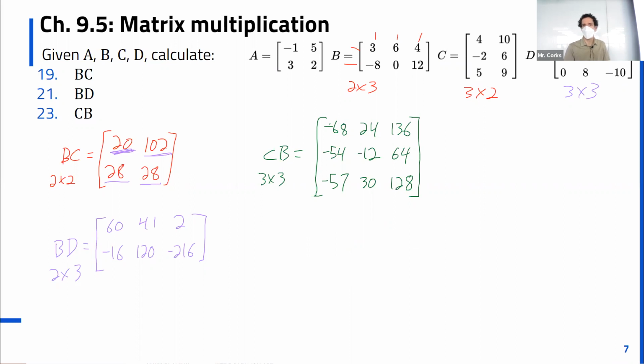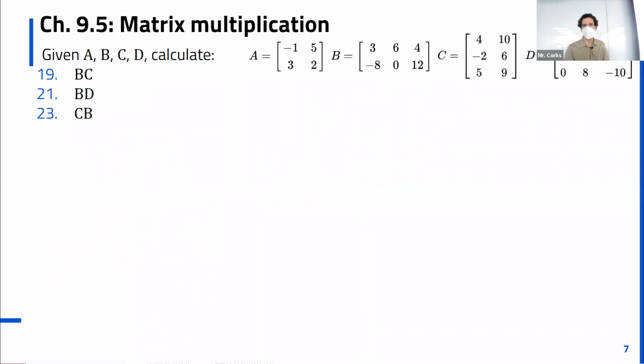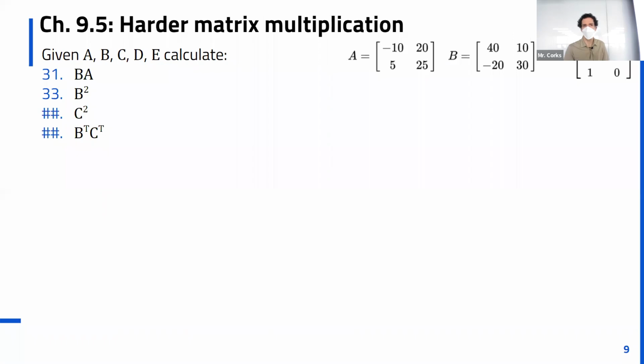Okay, one more set of these here. So you might notice something different. These ones, squared. What do you think squared is for a matrix? B times B. That's it. Okay, go ahead.